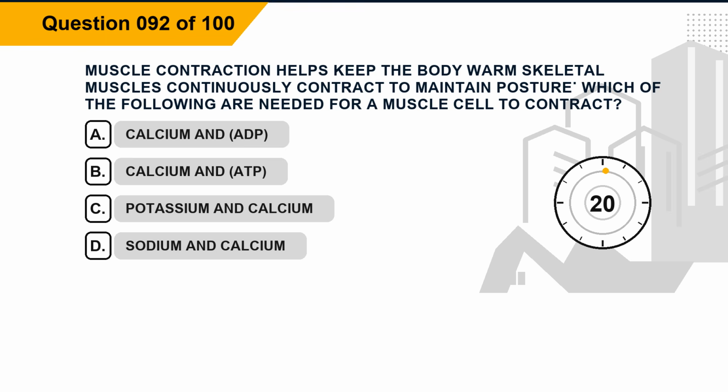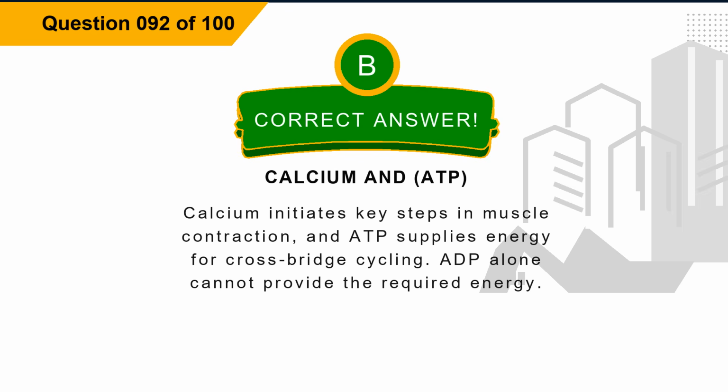Question 92. Muscle contraction helps keep the body warm. Skeletal muscles continuously contract to maintain posture. Which of the following are needed for a muscle cell to contract? Option A, calcium and ADP. Option B, calcium and ADP. Option C, potassium and calcium. Option D, sodium and calcium. The correct answer is option B, calcium and ADP. Explanation. Calcium initiates key steps in muscle contraction, and ADP supplies energy for cross-bridge cycling. ADP alone cannot provide the required energy.